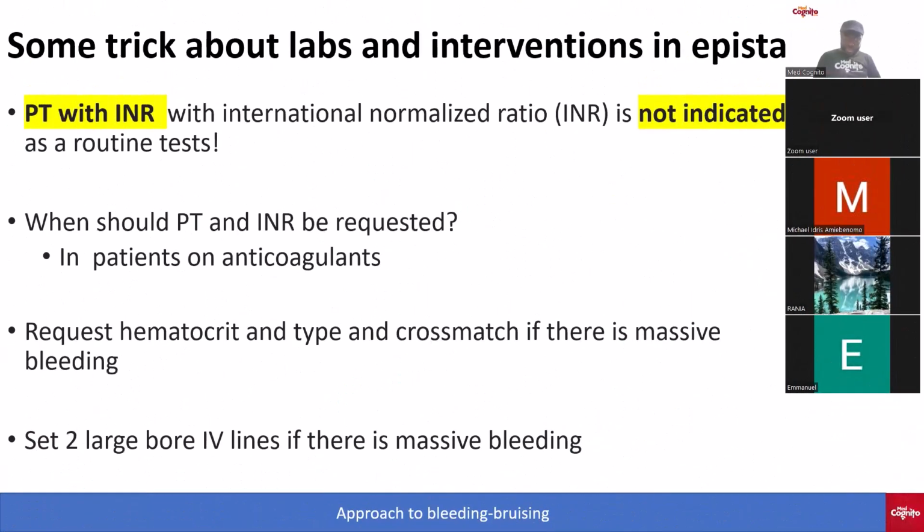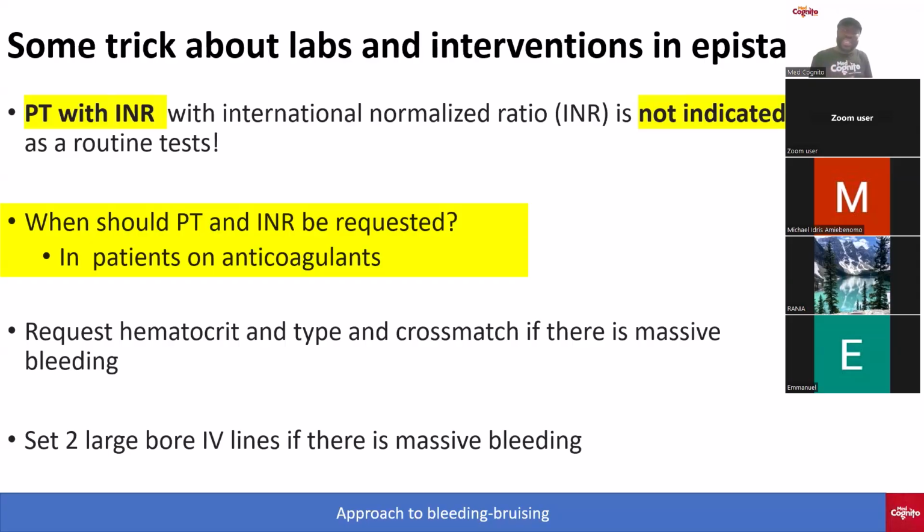Okay. Now, what about the labs? What about the labs in epistaxis? Is it every patient with epistaxis that you request PT with INR? No. Don't request PT and INR routinely in patients with epistaxis. Please don't do that. So whether it's in your CDM or in your MCQs, don't do that.